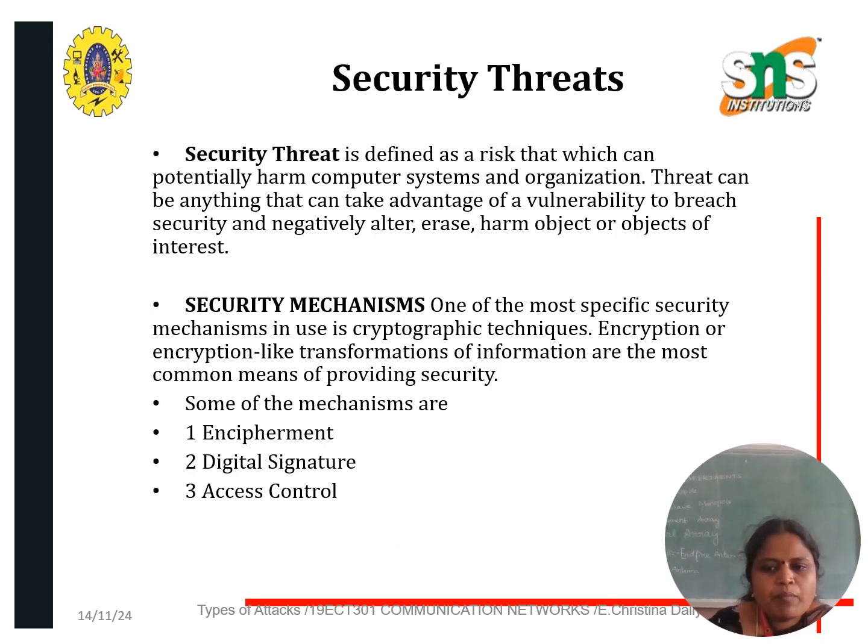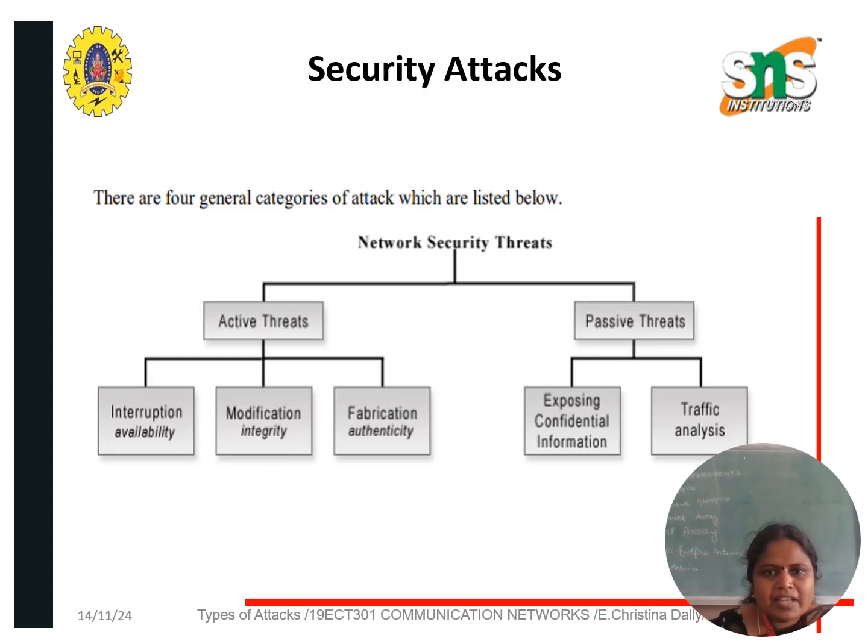Next we are going to see about security threats. So what do you mean by a threat? It should not harm the computer systems and the organization. So we are going for some mechanisms. Some of the most specific security mechanisms we are using are encipherment, digital signature, and access control. There are four general categories of attack.